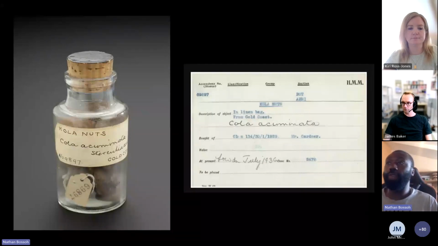So what was Wellcome's fascination with the cola nut, or was it just another miscellaneous plant specimen among the thousands collected by European imperial bioprospectors?